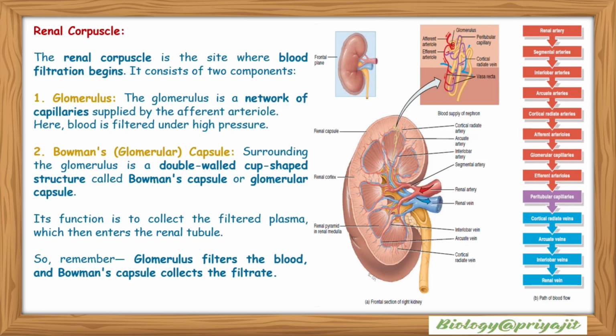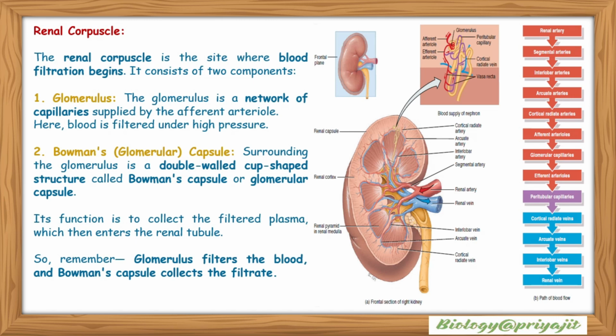So this is the image showing the kidney. This is the frontal section of the right kidney, and within the kidney there is the nephron. Within the nephron there is the glomerulus, and within the glomerulus there is a blood supply. We have to know the path of the blood flow.